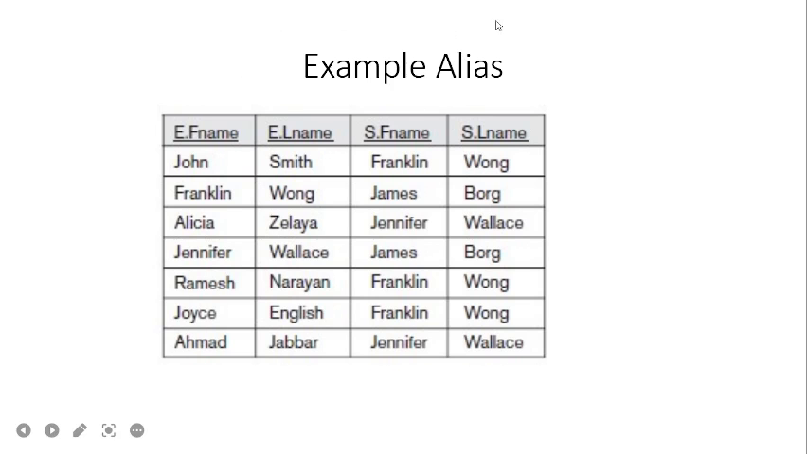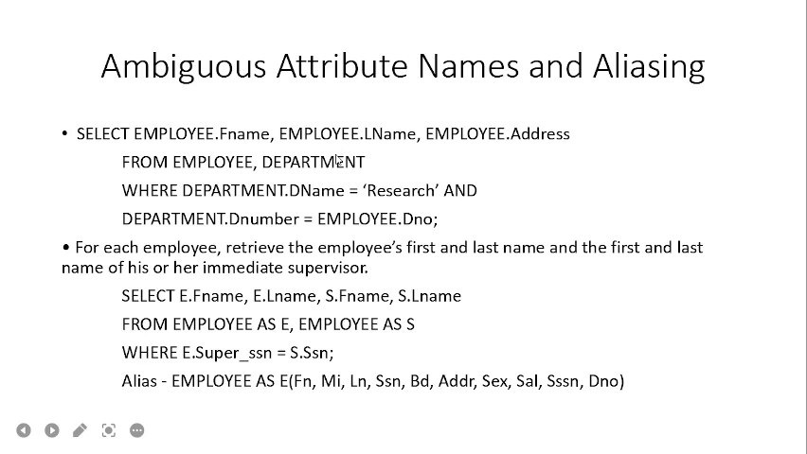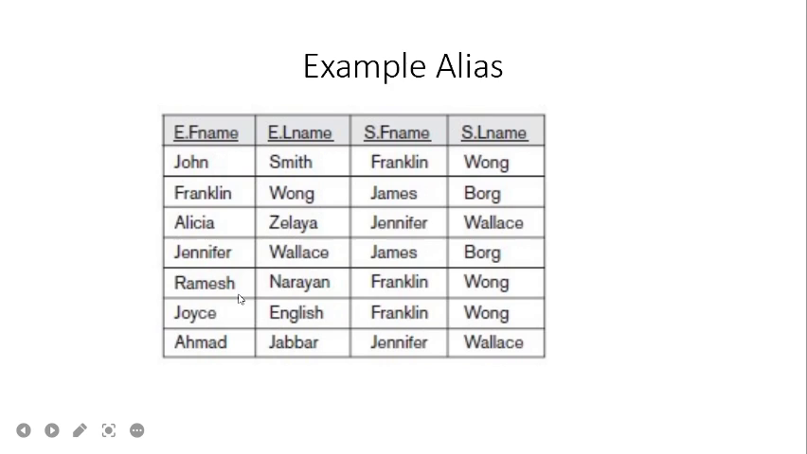This will be a result of this aliasing, that is, we have E dot F name, E dot L name, then S dot F name and S dot L name. That is a result of this particular query. That is the employee's first name and last name and the first name and last name of his or her immediate supervisor. So here John Smith's supervisor's name is Franklin Wong, then Franklin Wong is the employee name and James Bob is its alias, etc. Okay, this is an example for alias.